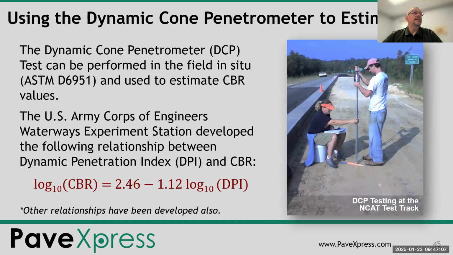You can also use the dynamic cone penetrometer if you're testing in the field and in-place material for your subgrade. That's ASTM D6951, and it's used to estimate a CBR value. The U.S. Army Corps of Engineers Waterways Experiment Station developed the following relationship, so we can convert that DPI to a CBR. Other relationships have been developed also. So if you do have some DCP testing done, you can figure out what that CBR value is and get to what your modulus value is.